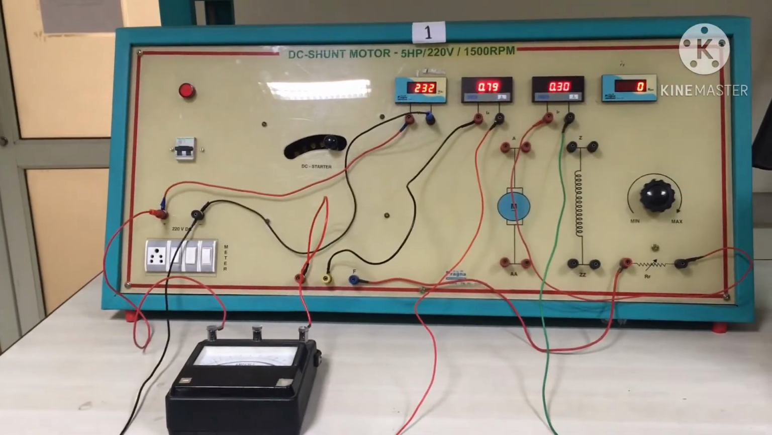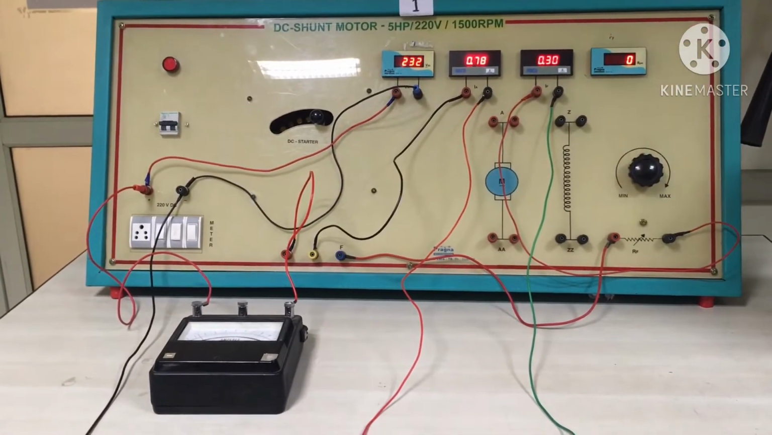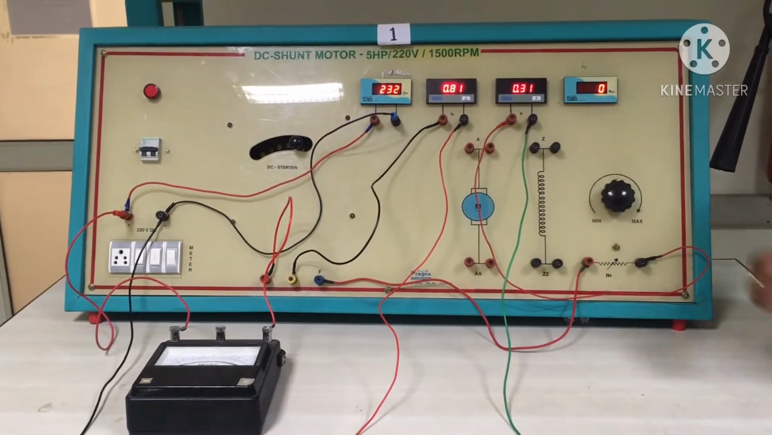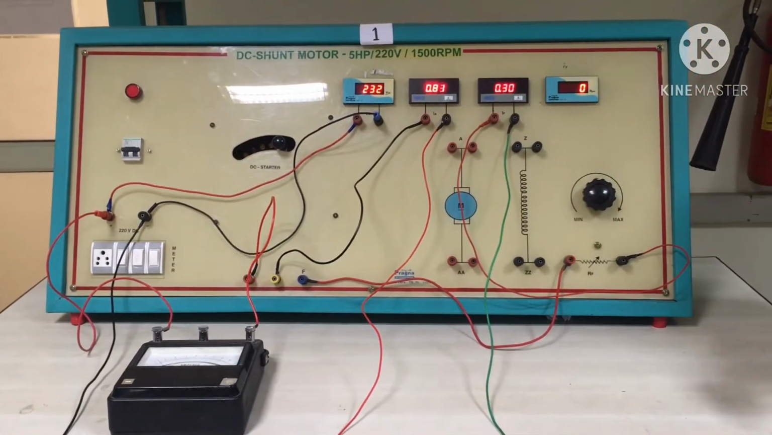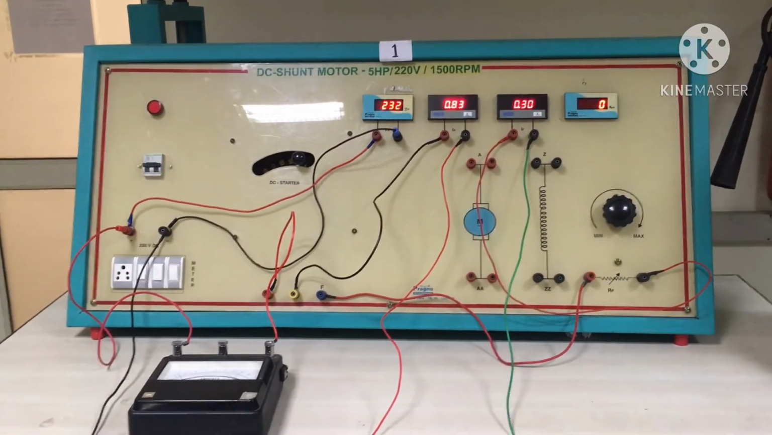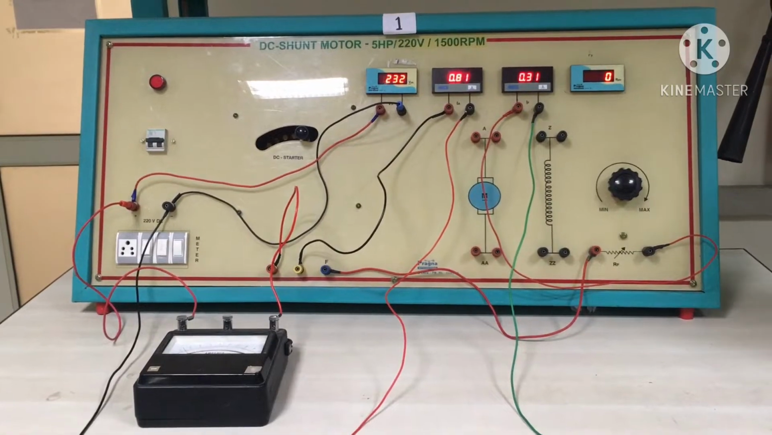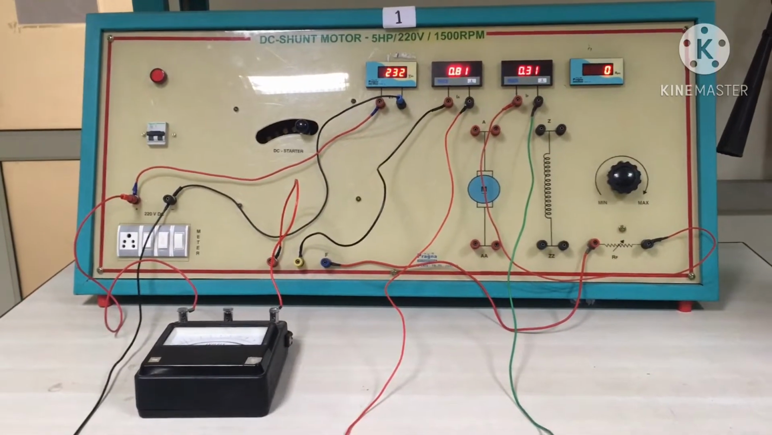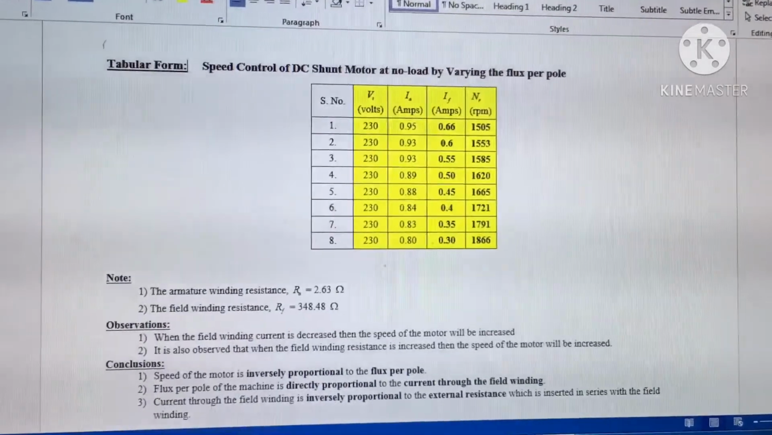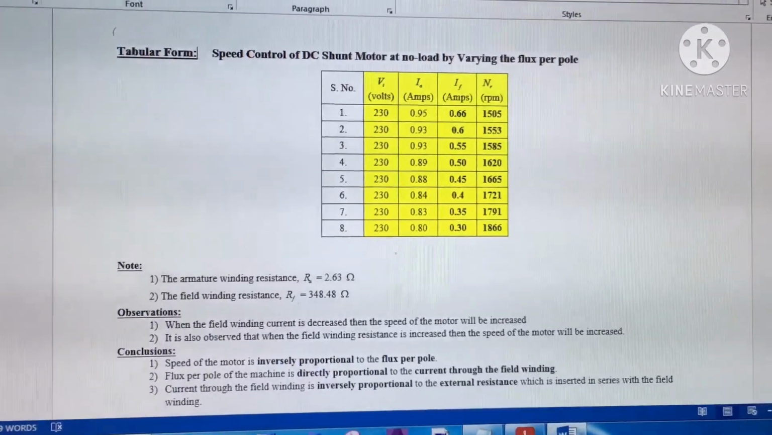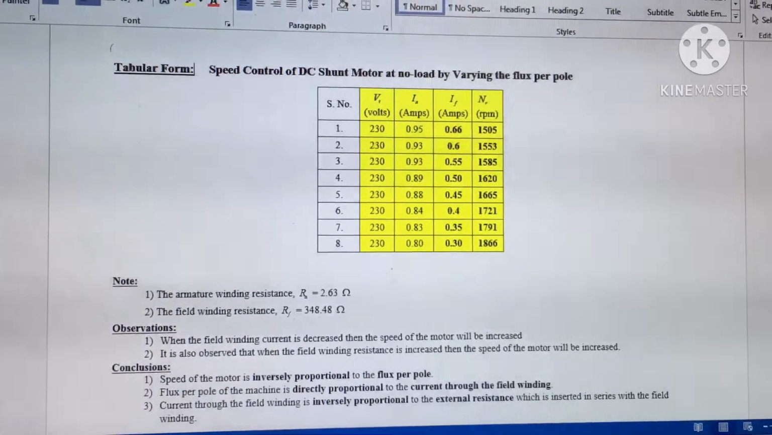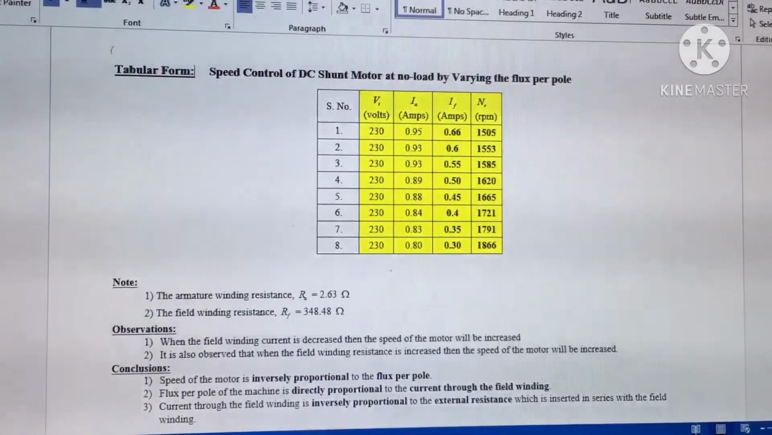Now the field winding rheostat is at the maximum resistance position. We can't increase the resistance, so we can't adjust the field winding beyond the maximum resistance position. Now we can draw the motor speed versus field current characteristics for a DC shunt motor. Now we can see the observation table for the speed control of a DC shunt motor at no load by varying the flux per pole.